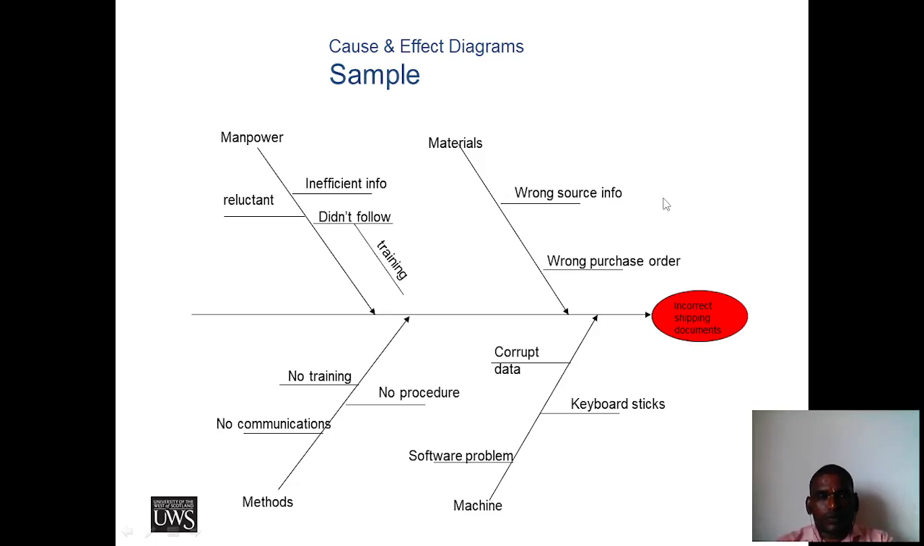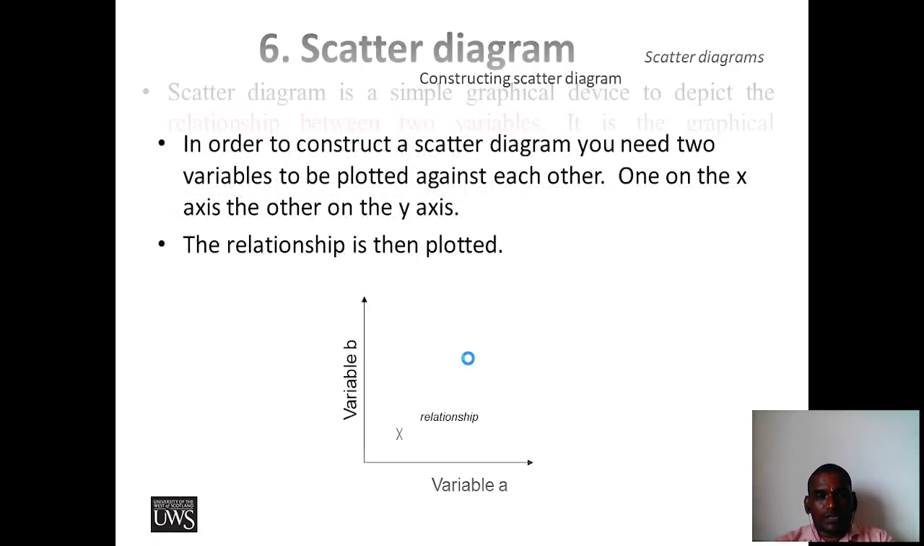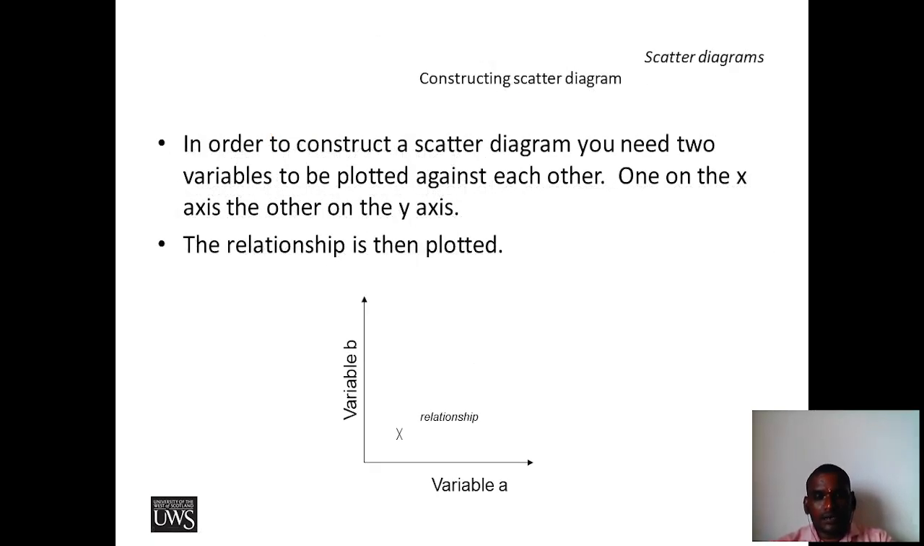Okay. So another one: scatter diagram. The scatter diagram represents the relationship between two variables. It is a graphical representation of regression analysis. A scatter diagram is composed of a horizontal axis containing the measured value of one variable and a vertical axis representing the measurement of the other variable. So here we have x and y variables, variable a and variable b. Based on that we can represent the relationship, how the variable appears based on variables a and b.